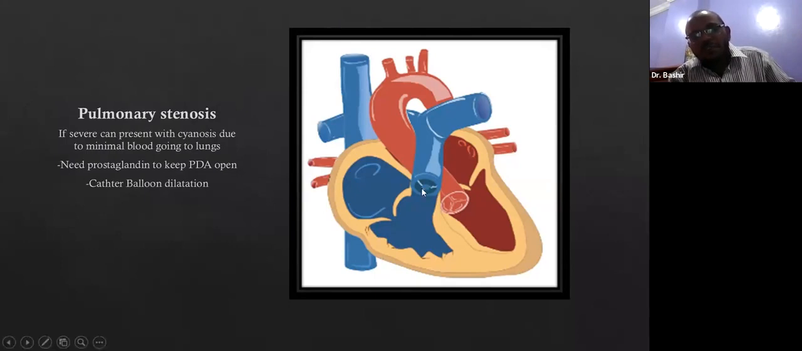And after that, the management is by transcatheter balloon dilatation. But if it is mild, it needs to be followed up. Most likely, if it is mild, there is no need for any intervention, only follow-up.